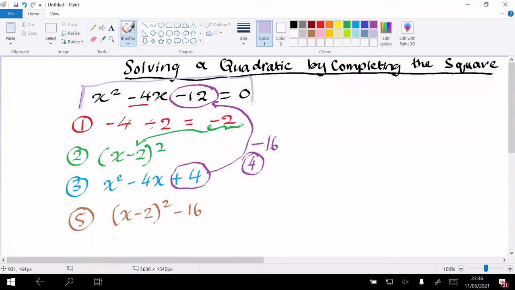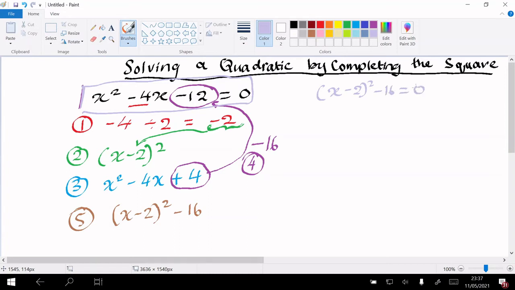So now we have to rewrite the whole quadratic equation using the completed square. So it will be rewritten as x minus 2 whole squared minus 16 is equal to 0.